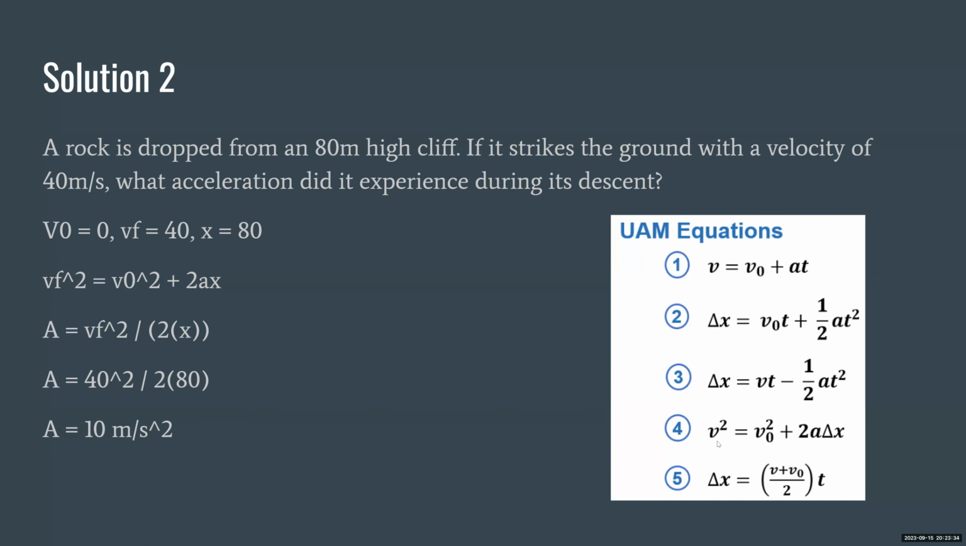this equation has final velocity, initial velocity, and displacement, and you want to solve for acceleration. So we put the equation here, and then we isolate acceleration: final velocity squared divided by 2 times displacement. The initial velocity we already said was 0, so we don't have to worry about that. So we can plug in the numbers now. Final velocity 40, so 40 squared over 2 times the displacement, which is 80, and then we end up getting 10 meters per second squared as our acceleration.